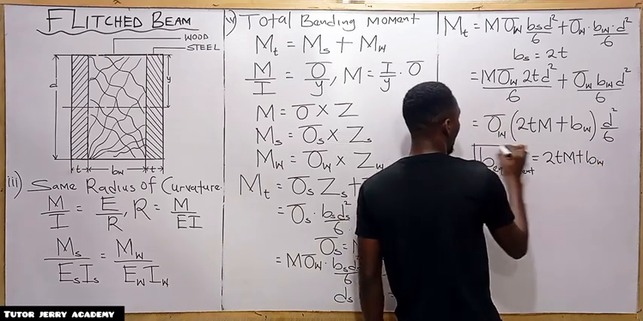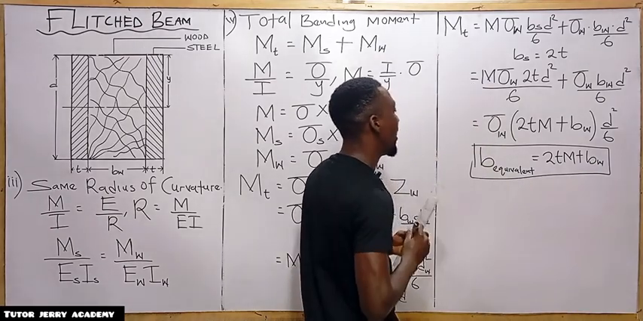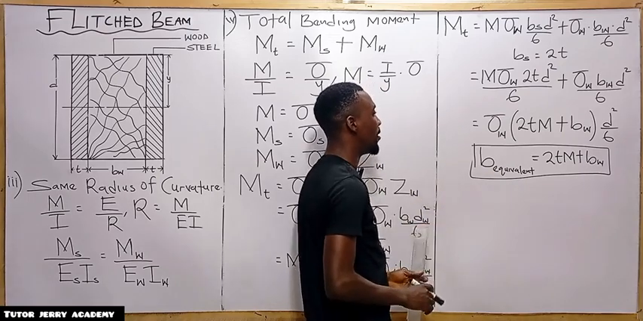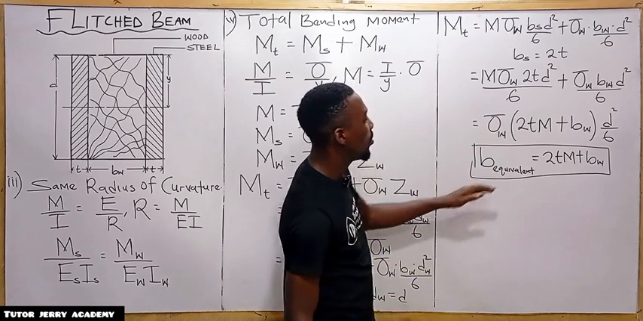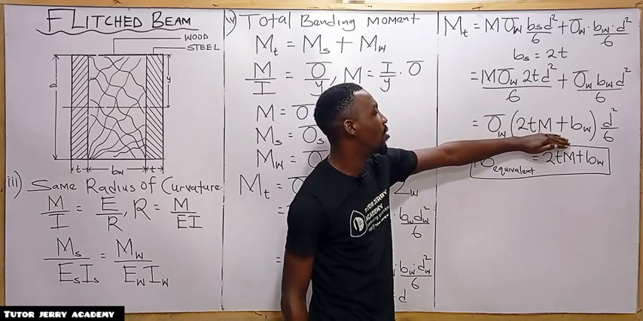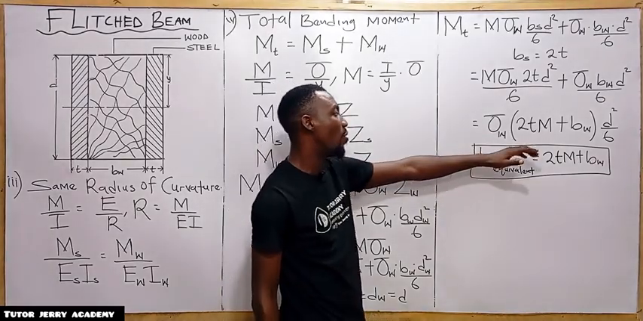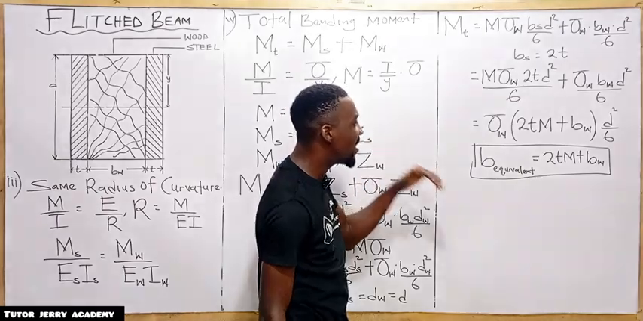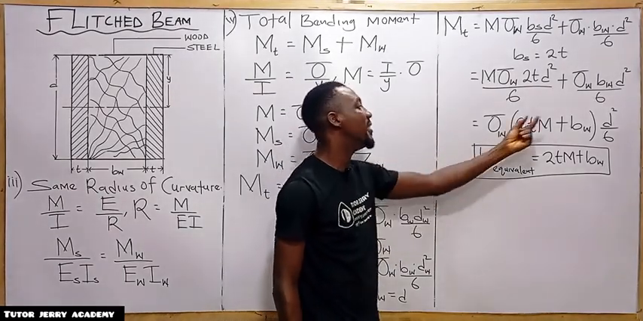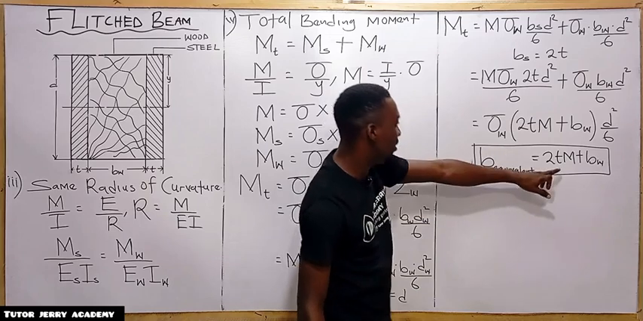All right, because sometimes you can be asked to calculate B equivalent, this is the formula for B equivalent. And what this concept is explaining to us is this: the moment of resistance of the flitched beam is the same as the moment of resistance of the wood of the same depth, but of width, which is equal to what?